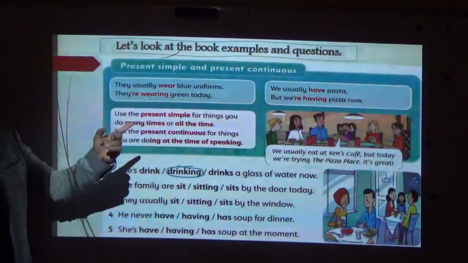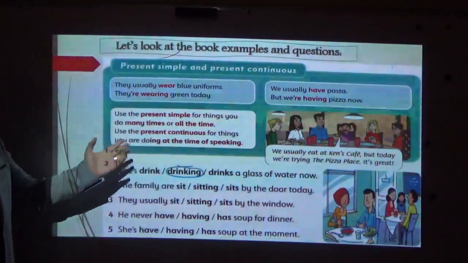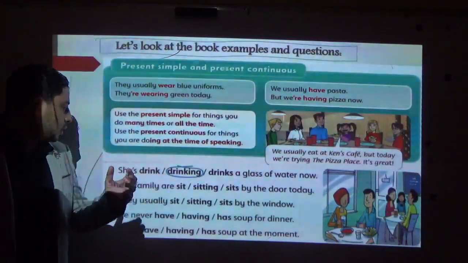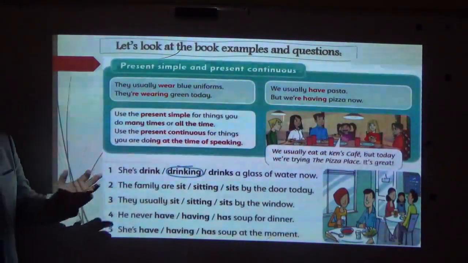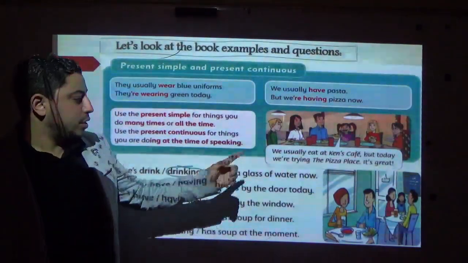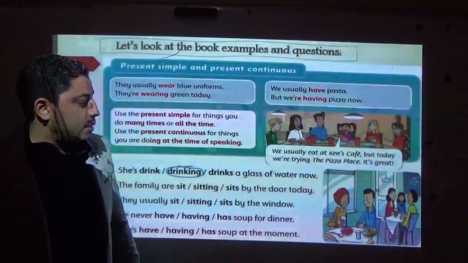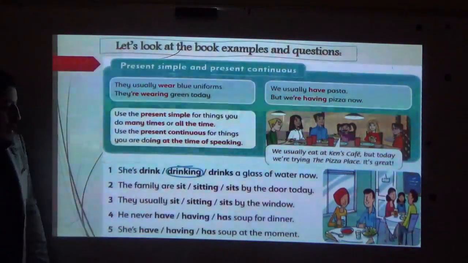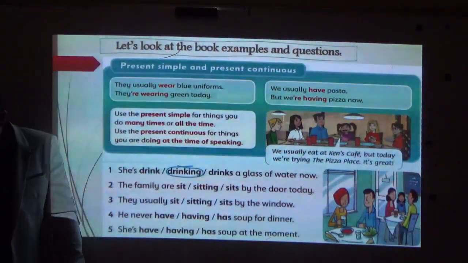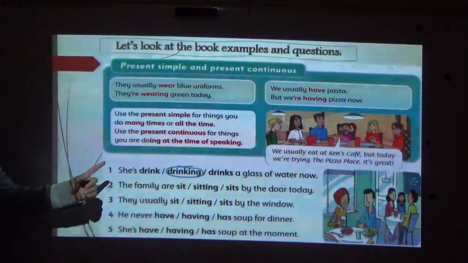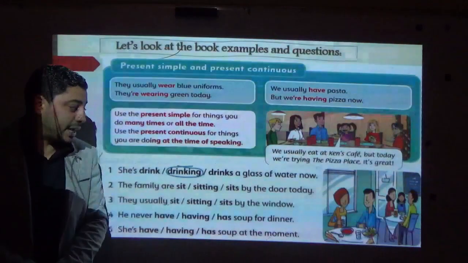So here you use the present simple for things you do many times or all the time. Use the present continuous for things you are doing at the time of speaking. Here, for example, we usually eat at King's Cafe, but today we are trying the pizza place. It's great. Let's answer these examples. First one is answered already. She's drinking or drinks a glass of water now.